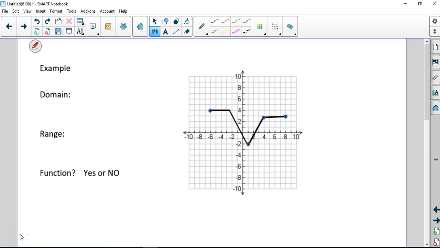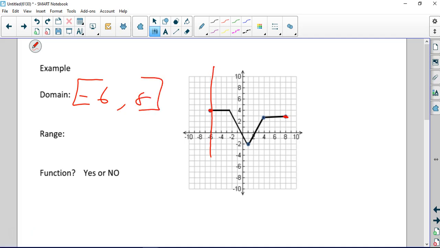Well, that's the announcement for the last problem. Okay, so on this last problem, we're looking at this graph, and we have the domain again, and we're going to ask the same question. How far left does it go? Well, right here, it's going to negative 6. And since it's a solid dot, that means we use a bracket. How far right is it going? It's going towards 8, and again with a bracket.